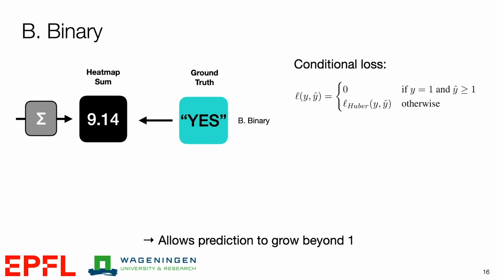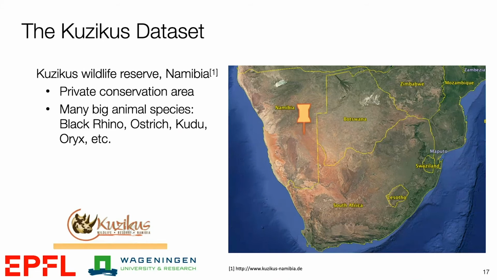Let's quickly evaluate this whole concept, see if it makes any sense. A little bit about the data source. What we're using is called the Kuzikus Dataset, which has been acquired over the Kuzikus Wildlife Reserve, a privately owned park in Namibia of about 110 square kilometers, and it is home to about 3,000 large mammals, mostly black rhino, ostriches, kudus, oryxes, zebras, etc.